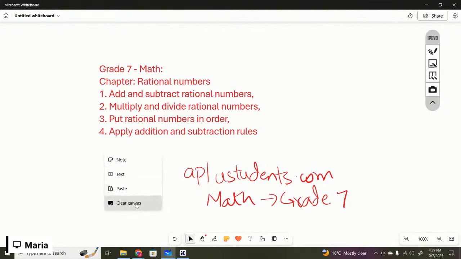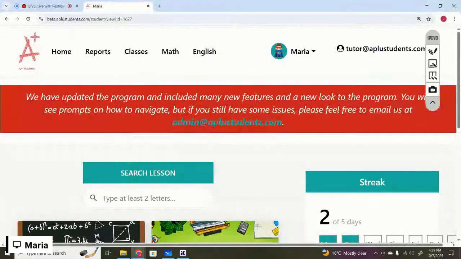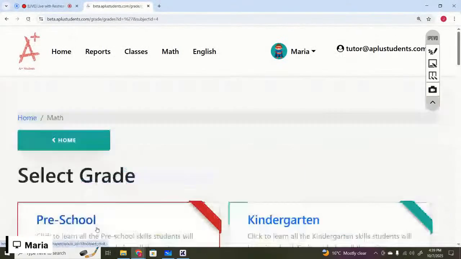So please make sure before the next session you complete all the practice questions for the lessons you just did. That is your homework until the next session.